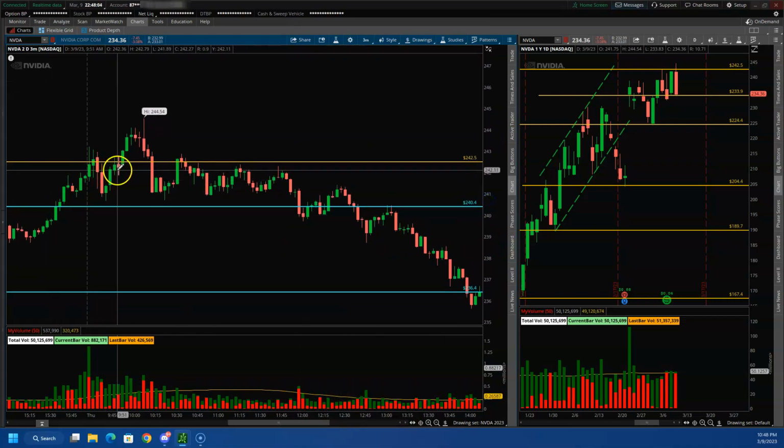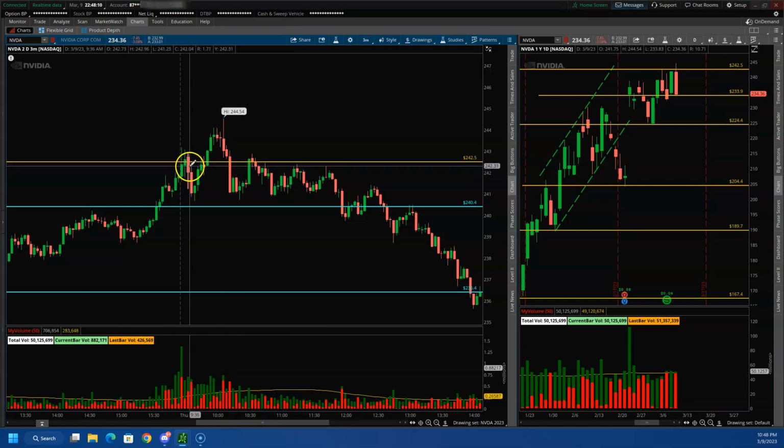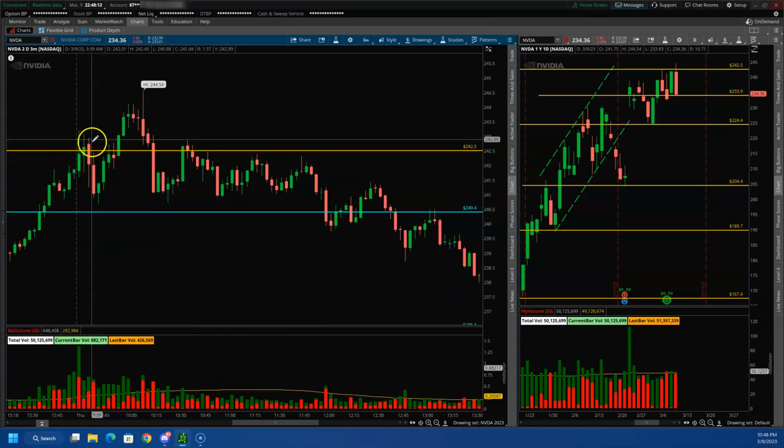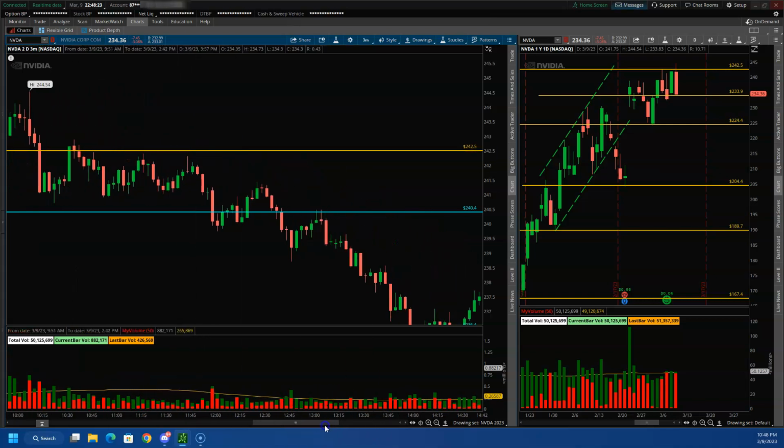But the price action that I was looking for on this particular name was a failure above 242.5. That's it, and the market gave it to me. First failure right here after the open, second failure right here, and even this one, the third one. The push higher had no follow-through above that level. That tells you that it's weak.